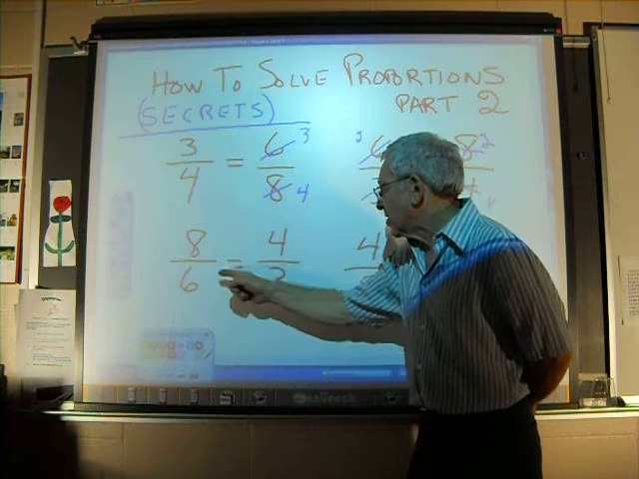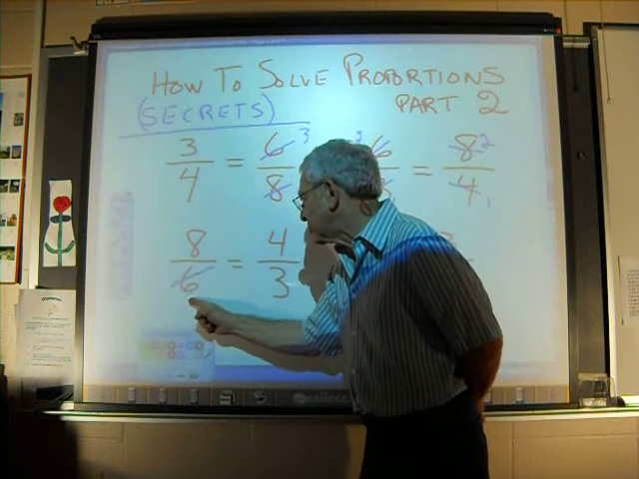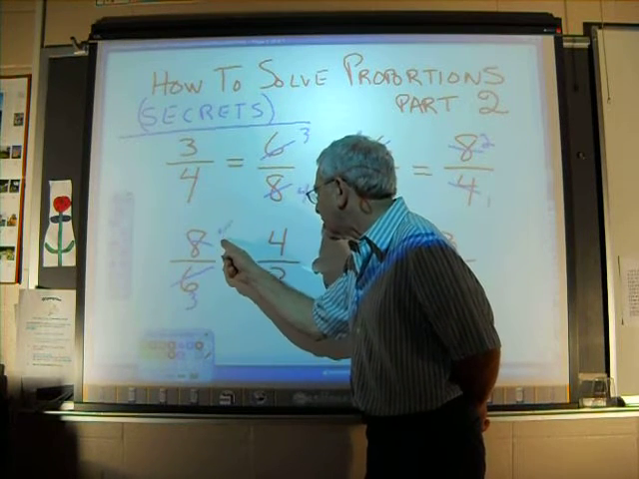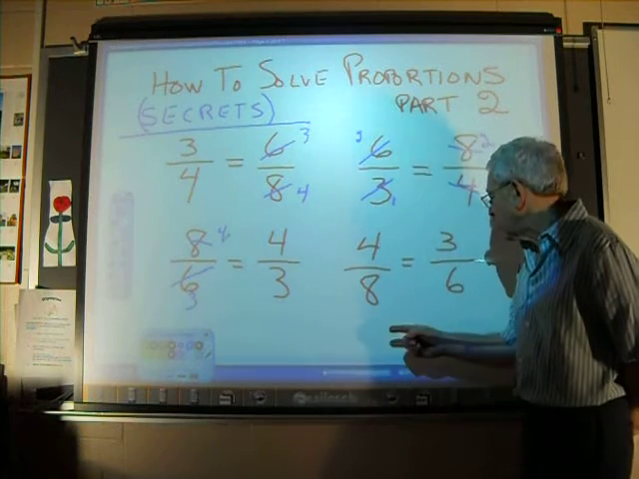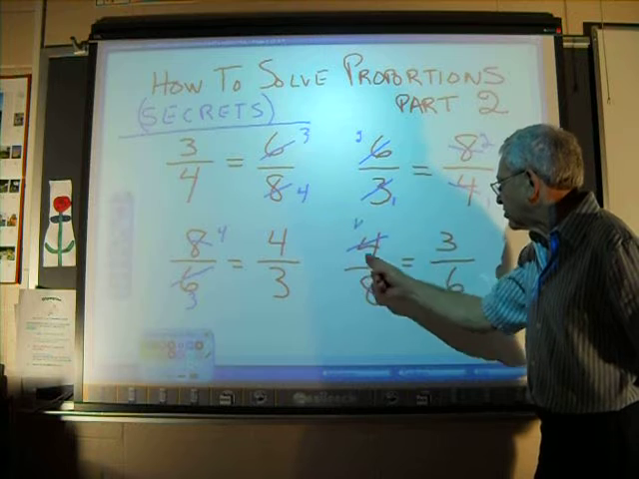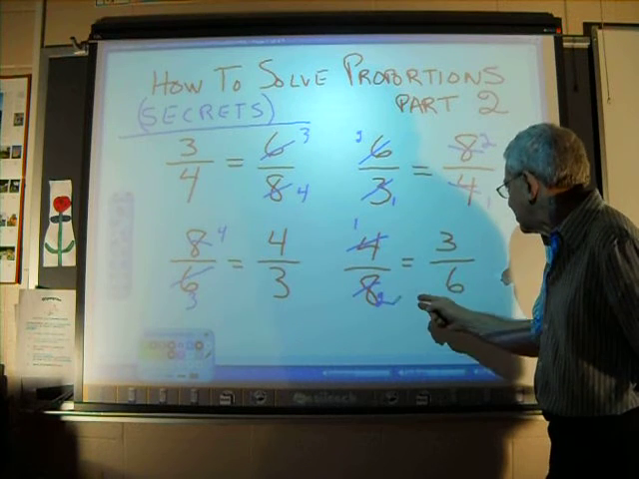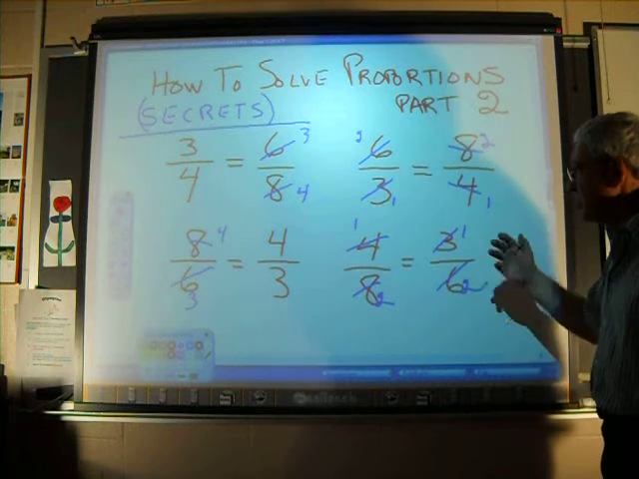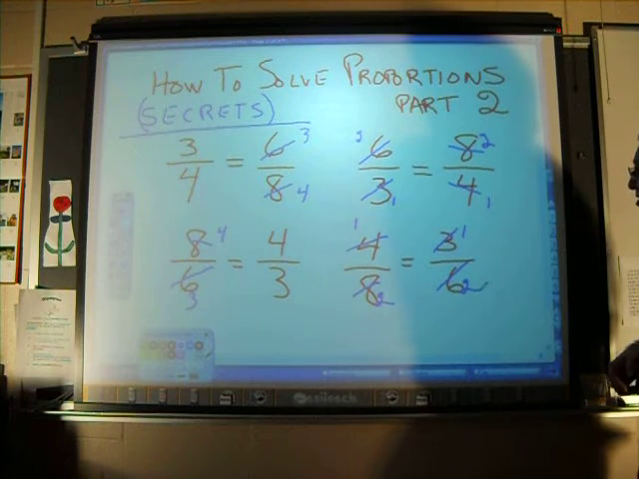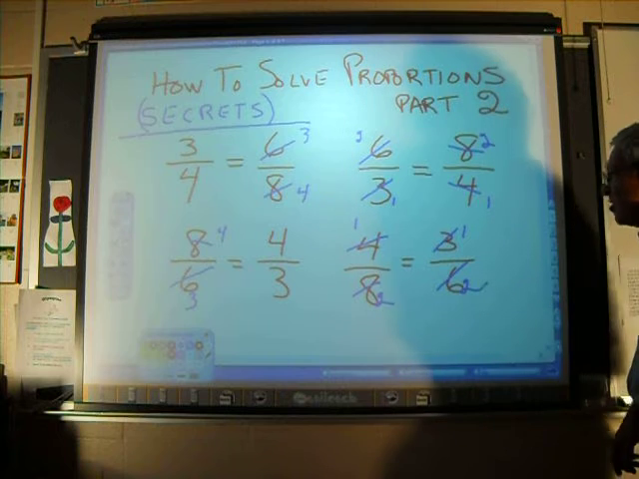Over here, I can reduce 8, 6. 2 into 6 is 3. 2 into 8 is 4. And then 4/3 equals 4/3. Here, I can go 4 into 4 is 1. 4 into 8 is 2. 3 into 3 is 1. 3 into 6 is 2. Now look at the numbers that I canceled out there. So I have 1/2 equals 1/2.